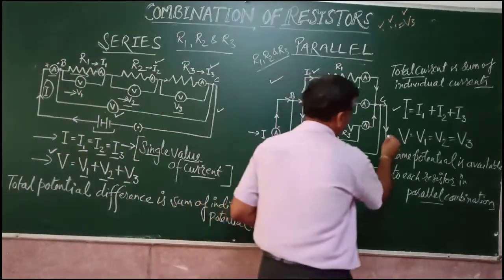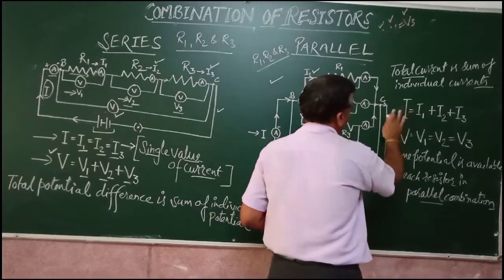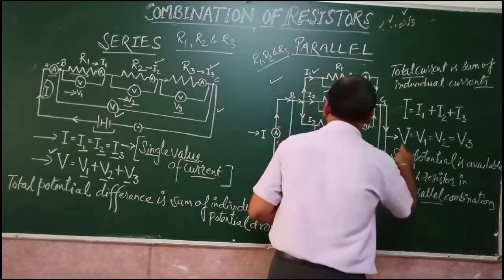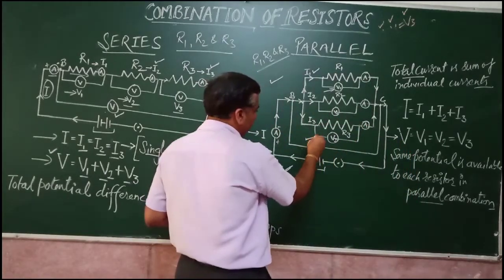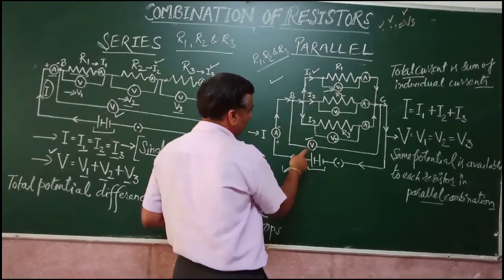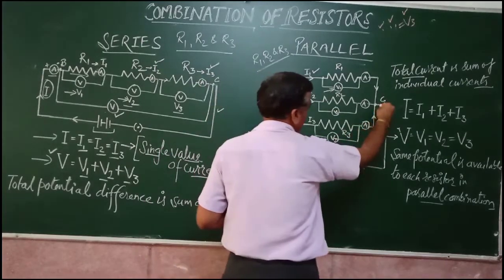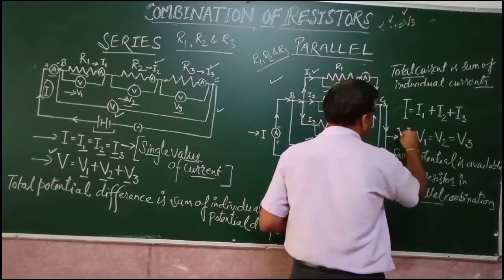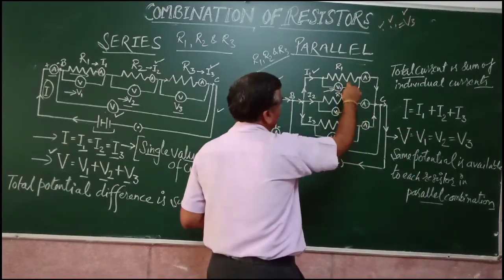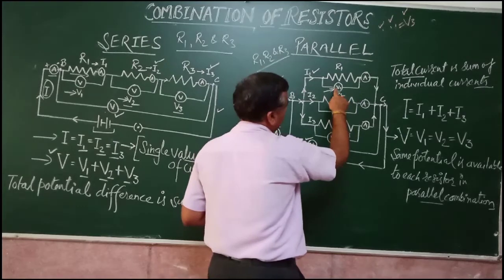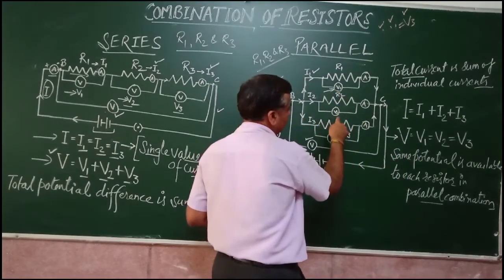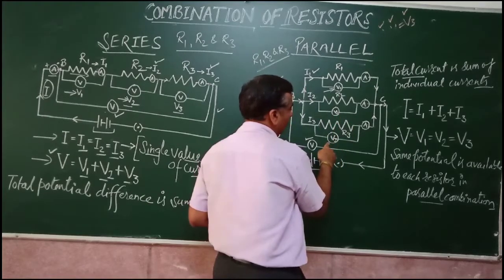Similarly, now in case of parallel combination, what happens to the potential difference? The total potential difference is V, which is measured by this voltmeter which is connected across this combination. So it gives the value V, which is the total potential. When we measure the potential across R1 by this voltmeter, suppose this is V1, then the potential drop across R2 is V2, and the potential drop across the resistor R3 is V3.